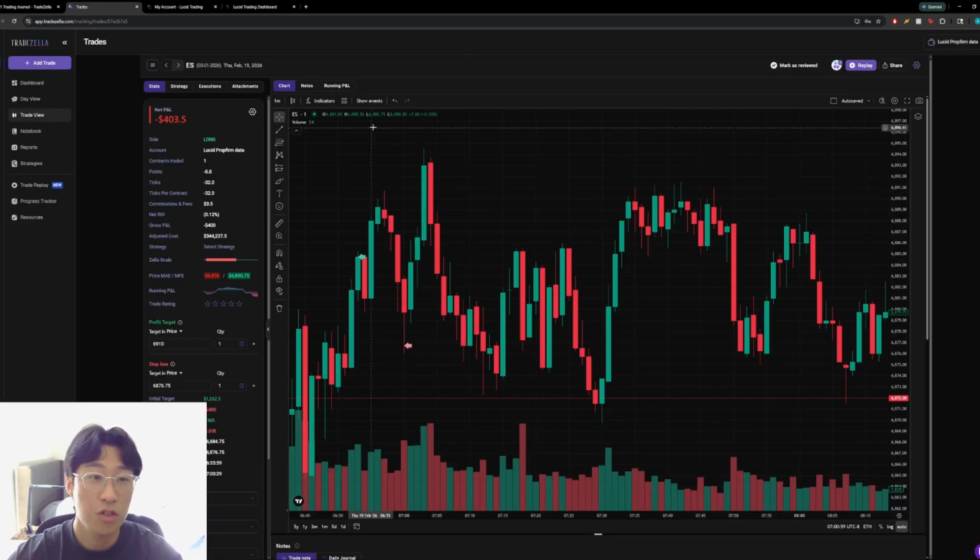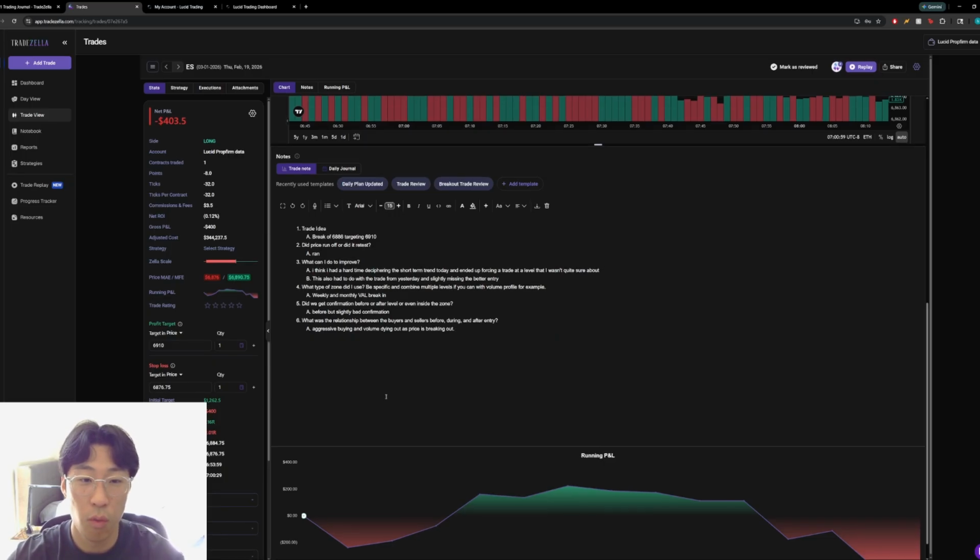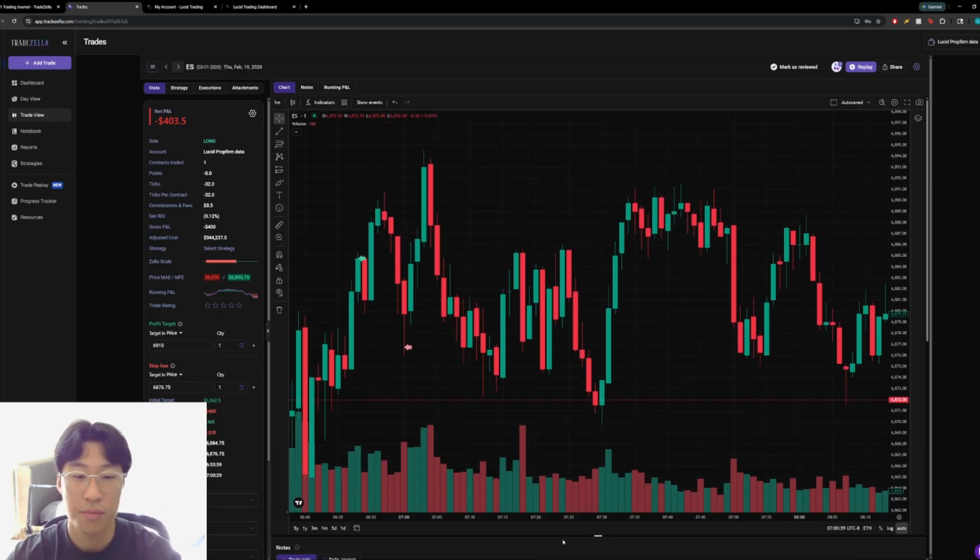For today's trade, we took a loss of $403.50. At one point in the trade, we were up 300. The initial target was 3.16R, with a target of $1,262, and we ended up realizing an R multiple of 1.01.